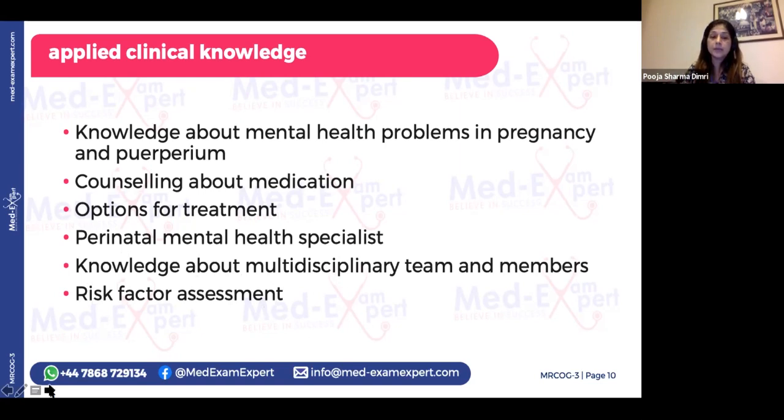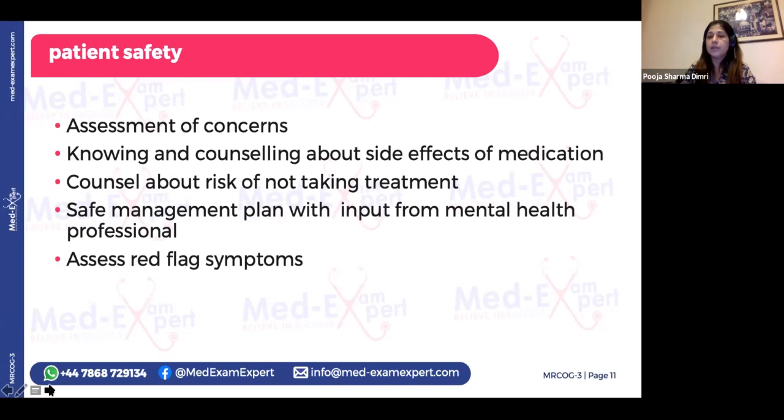Risk factor assessment. How will you do it? Patient safety, assessing the concern, knowing and counseling about side effects of medication. Counseling about the risk of not taking treatment is very important, because there may be a scenario in which a patient comes antenatally, she was on antidepressants and she stopped in pregnancy because she's worried about risk to the baby.